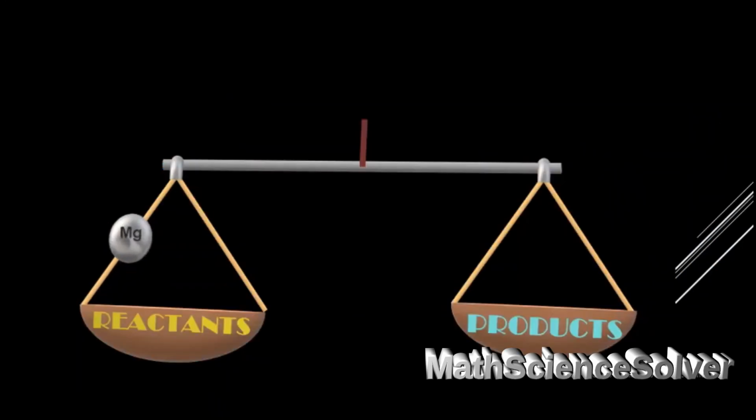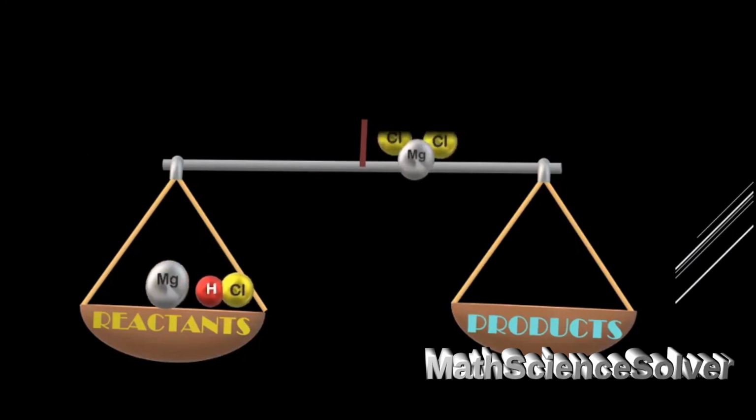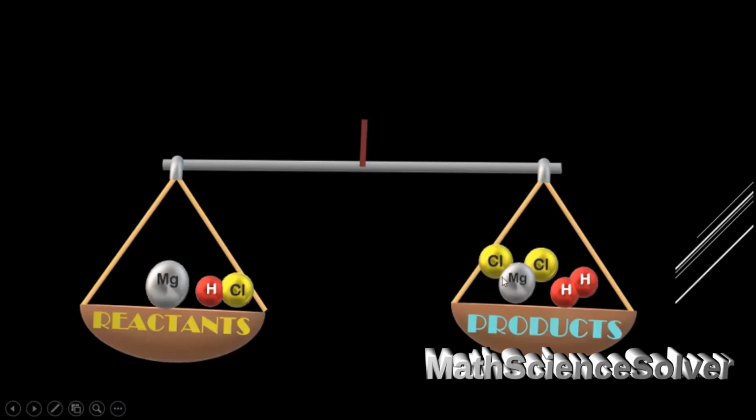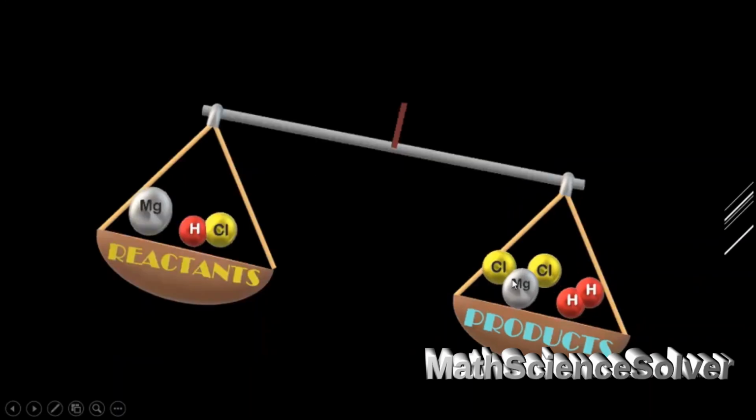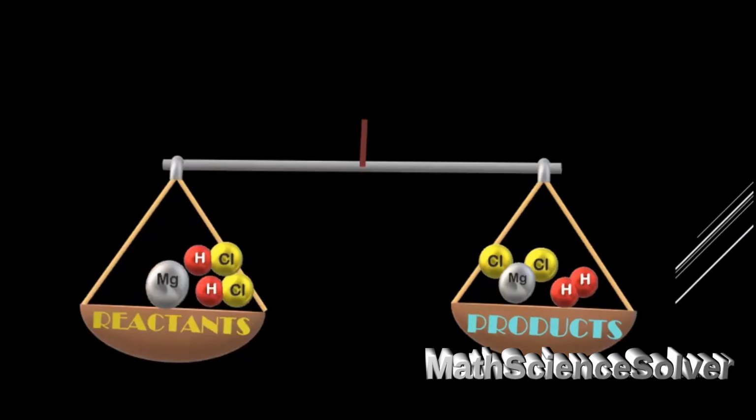Next we have magnesium. It combines with hydrochloric acid to give magnesium chloride, and hydrogen gas is liberated. It's not balanced, so we'll add 1 hydrochloric acid on the reactant side to make chlorine atoms 2. See, in the magnesium chloride we have 2 chlorine, but on the reactant side we have only 1 chlorine. So now I will add another hydrochloric acid to make 2 chlorine atoms on the reactant side. So now it's balanced.